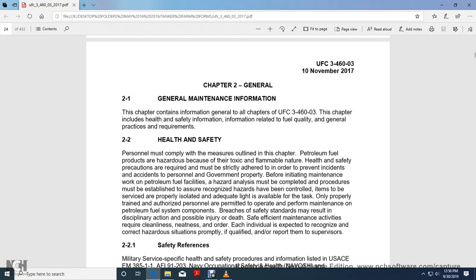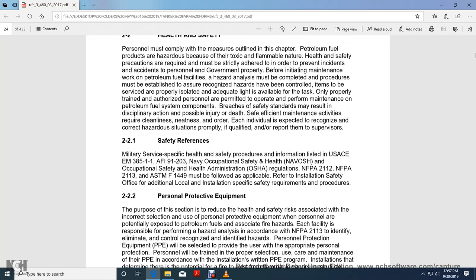The item to be serviced must be properly isolated, with adequate light available for the task. Only properly trained and authorized personnel are permitted to perform maintenance on petroleum fuel system components. Breaches in the safety chain may result in a disabling action, possible injury or death. Safe, efficient maintenance activities require cleanliness, neatness, and order. Each individual is expected to recognize hazardous situations promptly and, if qualified, correct them, or report them to a supervisor.